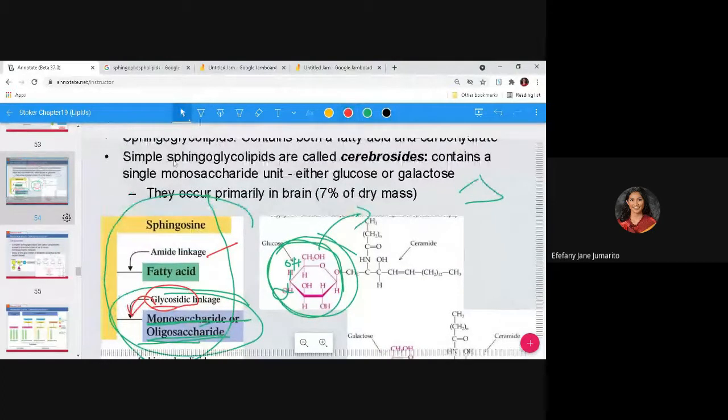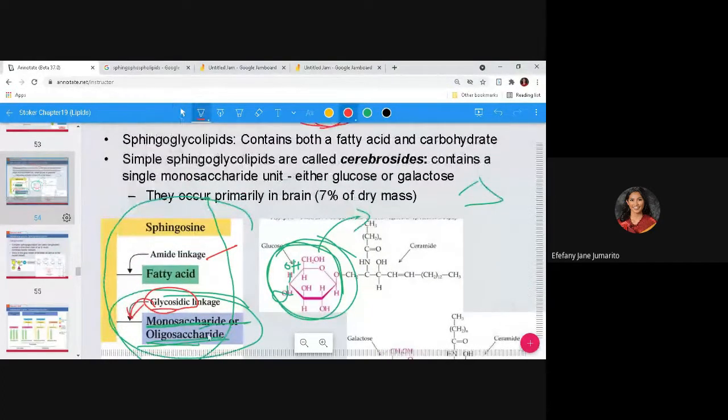If we have a sphingoglycolipid with a monosaccharide, like glucose or galactose or what other monosaccharide? Ribose. Okay. So if you replace it, the monosaccharide you attach is glucose or galactose or ribose, then fructose also. Fructose is a monosaccharide, no? Okay. When the carbohydrate you attach is only a monosaccharide, then that is what we call simple sphingoglycolipids. Simple, and they are called cerebrosides.